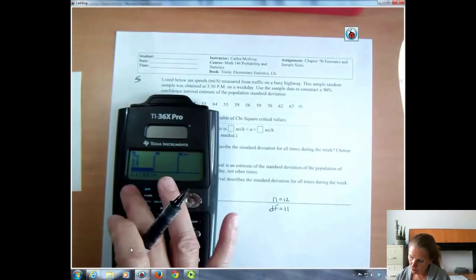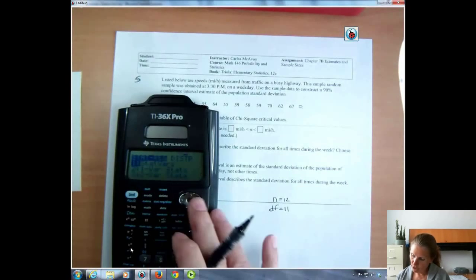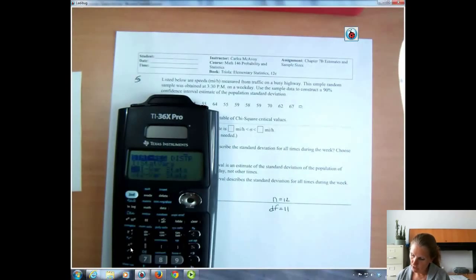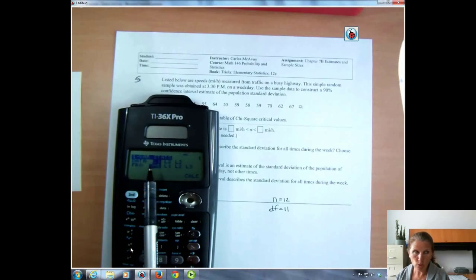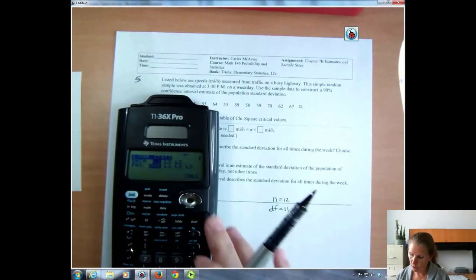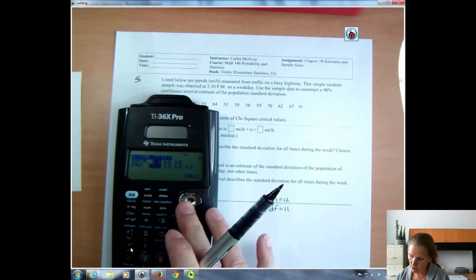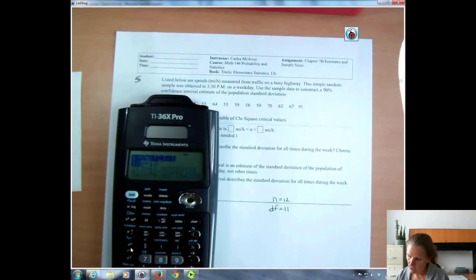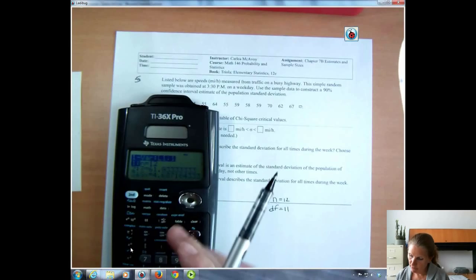Now I'm going to go to second function data. Go down 1 to the stats, hit enter. I've got my data in L1, so that's blinking. I only have one of it. I would want to look at each one individually, so that's good. And I hit calculate. N is 12, as I figured.